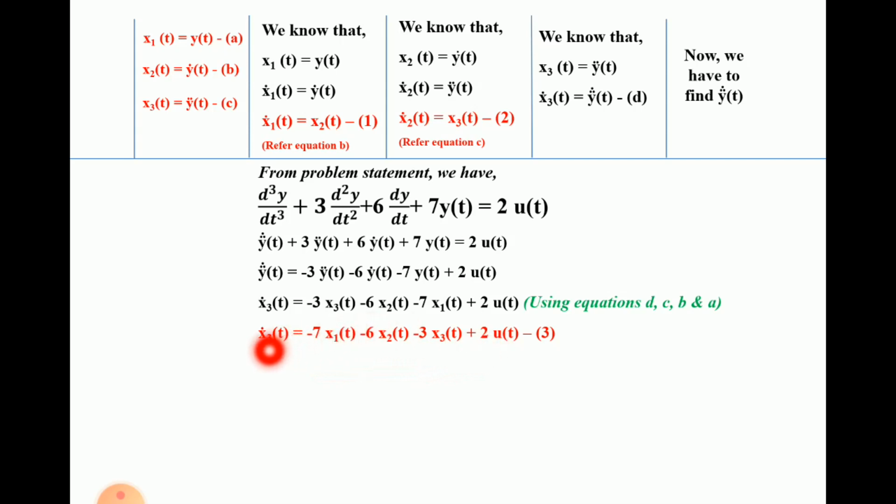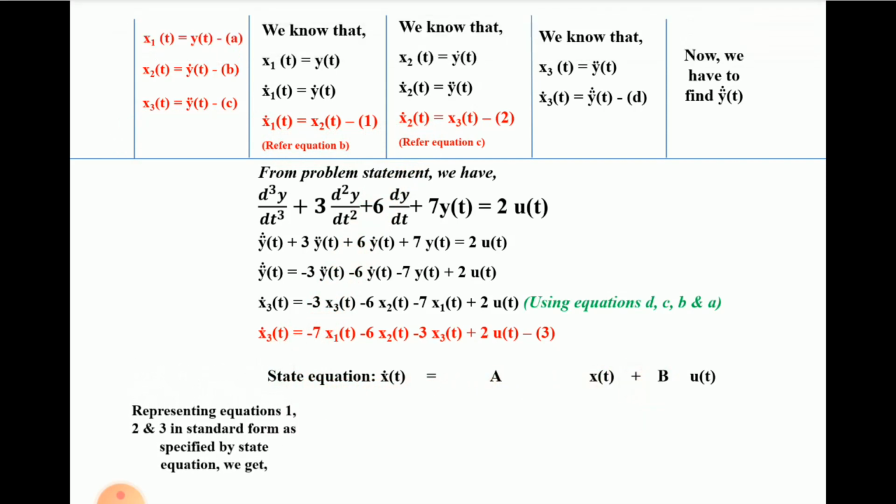Here you may note that the state equation x3 dot of t is represented purely in the form of state variables x1, x2 and x3 and input. So we have developed equation for x1 dot of t, x2 dot of t and x3 dot of t. Now we have to represent all these three state equations in form of the general representation. So we will do that.